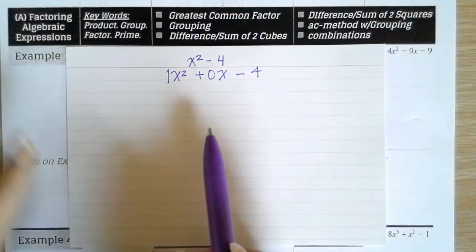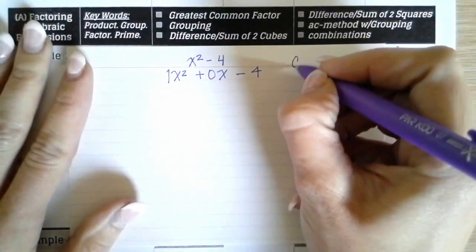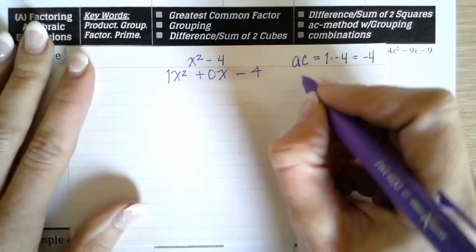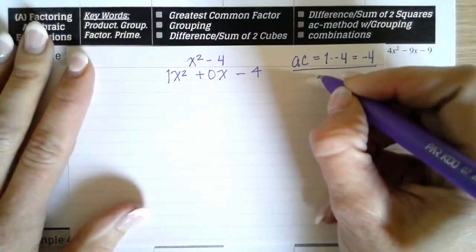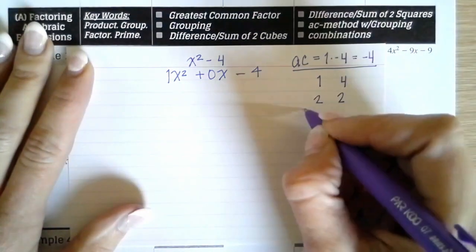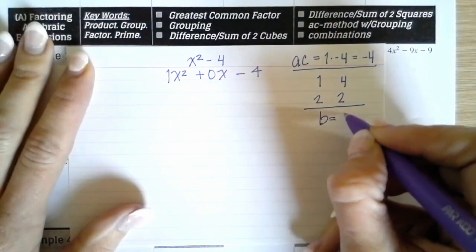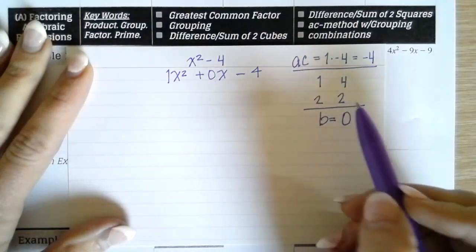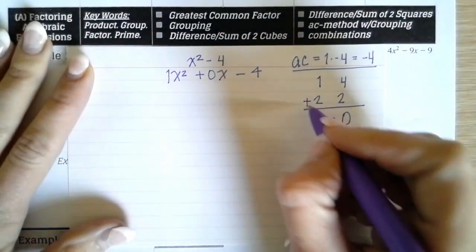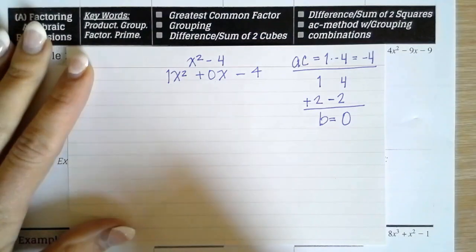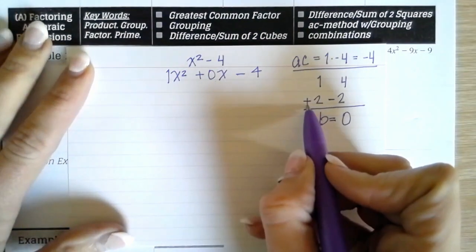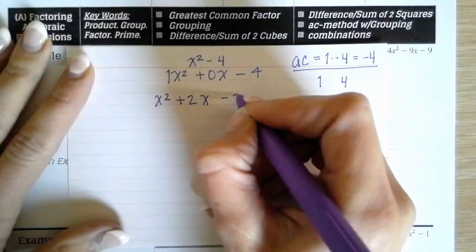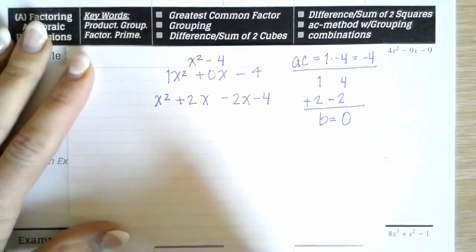So I'm still going to do FML. I'm going to AC. So 1 times negative 4 is negative 4. Remember, A is 1, they're pretty easy. 1 multiplies to give me negative 4: 1 and 4, 2 and 2. B is 0, so it has to add or subtract to give me 0. Which pair of numbers will add or subtract to give me 0? 2 and 2, as long as one of them is positive and one of them is negative. So I'm going to split my middle up into plus 2x and minus 2x. That gives me x squared plus 2x minus 2x minus 4.